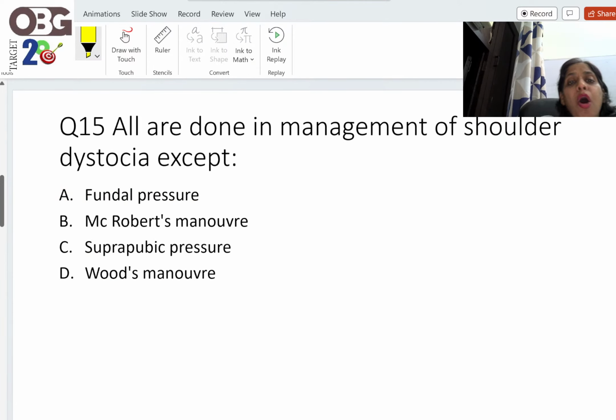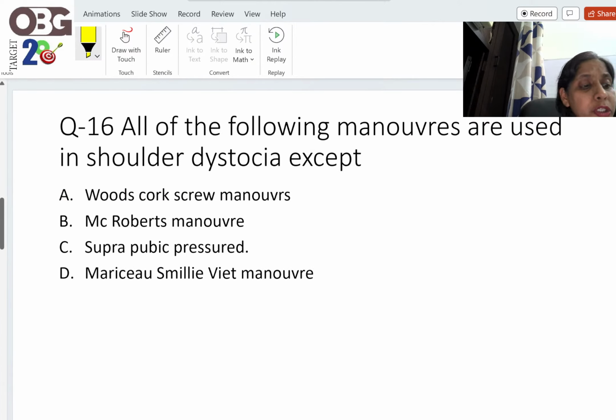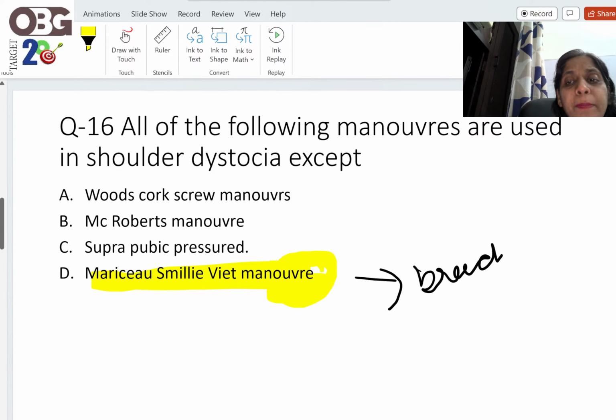Okay, all are done in the management of shoulder dystocia except the fundal pressure. Fundal pressure will worsen the case of shoulder dystocia. All of the following maneuvers are used in shoulder dystocia except, Mauriceau Smellie Veit maneuver is done for, can you tell me? It is done for breech presentation.